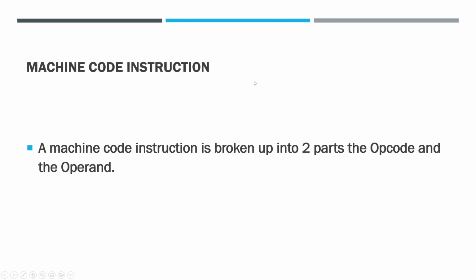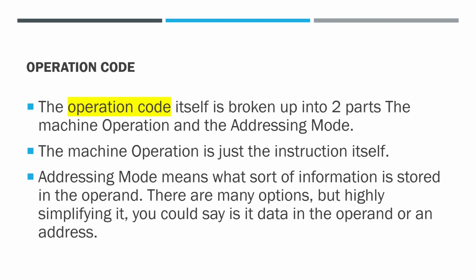So let's go back. The operation code itself, which is the first part of it, is the actual instruction, right? But it's broken up into two parts. There's the actual instruction itself, which is called the machine operation. And then there's something called the addressing mode. The addressing mode means what sort of information is stored in the operand. So the addressing mode actually tells you about what's stored in the other half of the instruction. There are many options in this addressing mode, but normally it's saying one or two things.